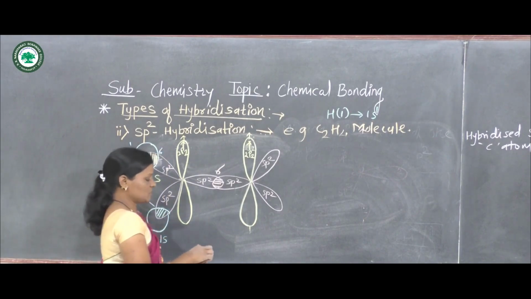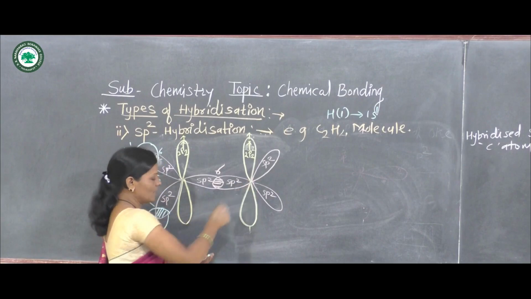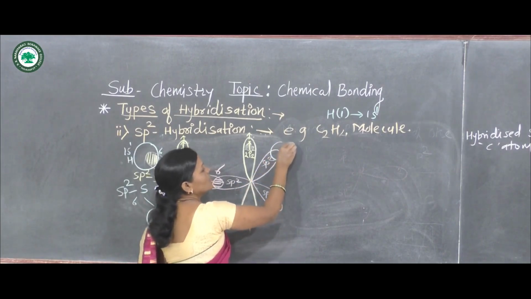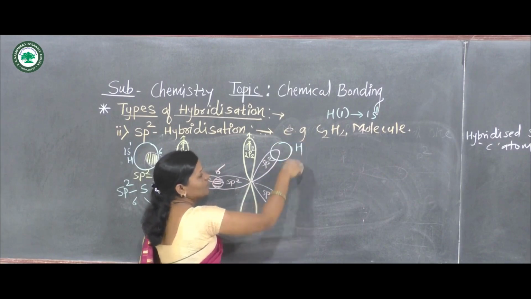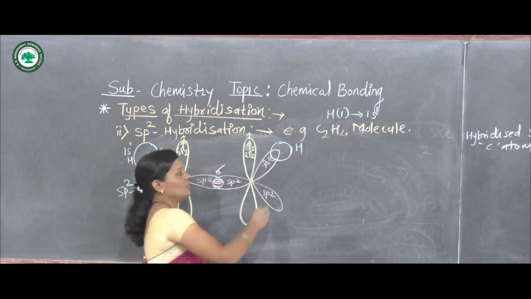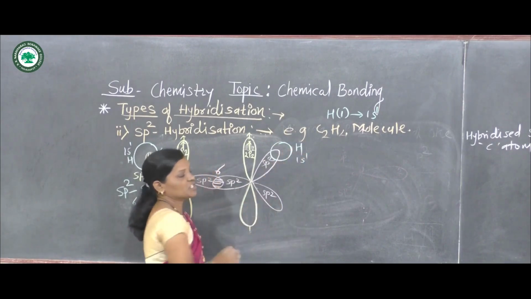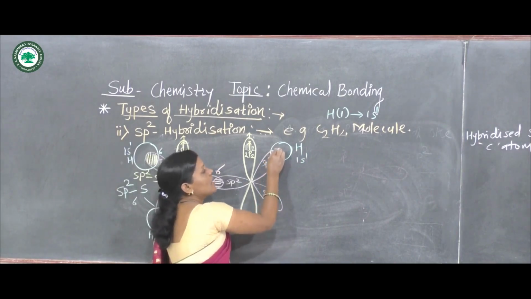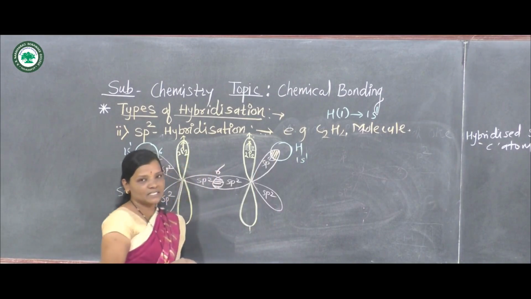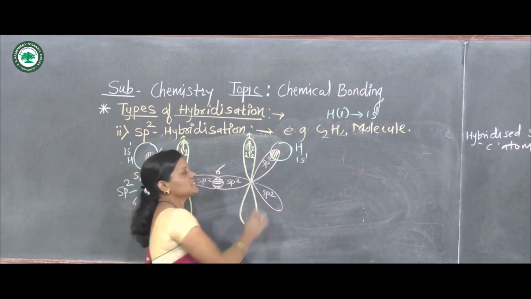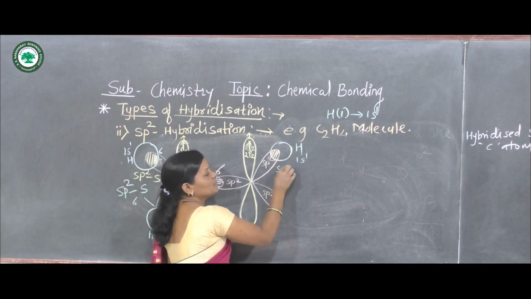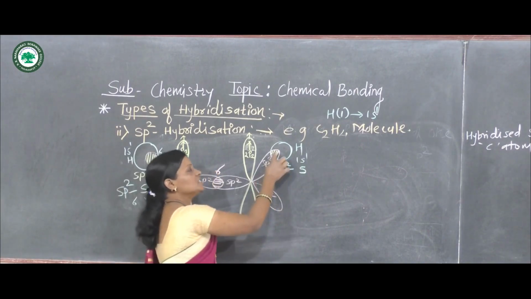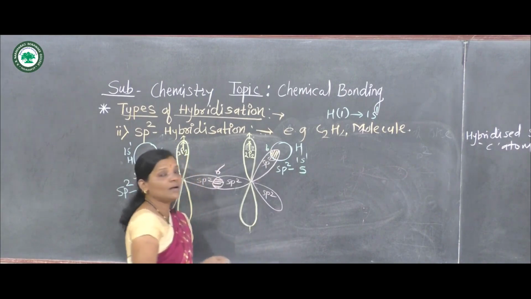Now here in the case of the second carbon atom, the sp2 hybrid orbital of the second carbon atom overlaps with the third hydrogen, which has electronic configuration 1s1. This overlapping also takes place along the internuclear axis, that is axial overlapping. This type of overlapping is sp2-s overlapping, and this bond formed is a sigma bond.